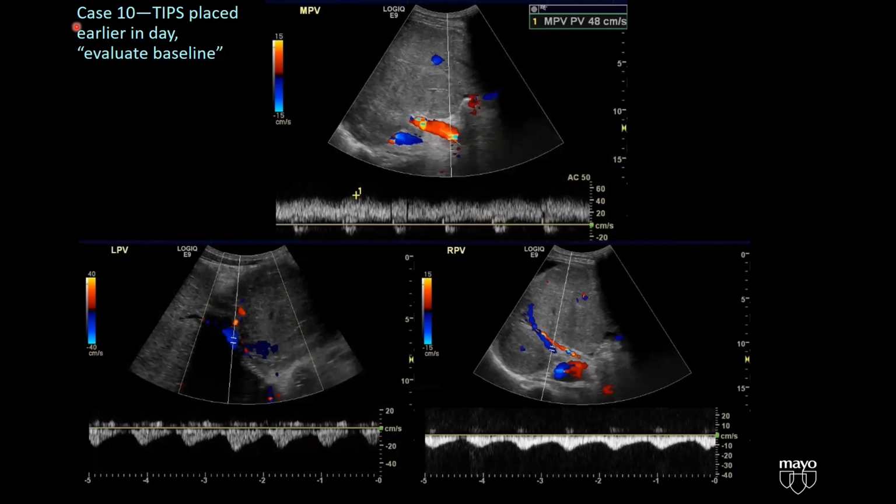All right, case 10. TIPS was placed earlier in the day and they want to get a baseline. So here we go. Here's the velocity, 48 centimeters per second in the main portal vein. Coming down to the left portal vein, it's fugal, it's going away. Right portal vein, it's fugal, it's going away. So far, everything's looking good.